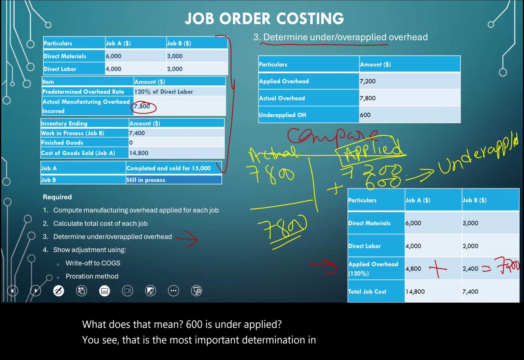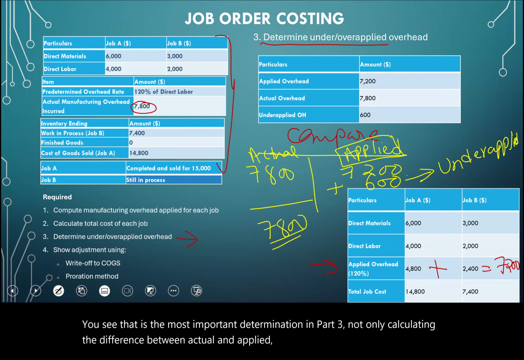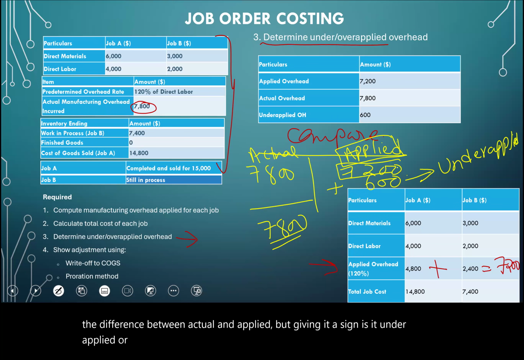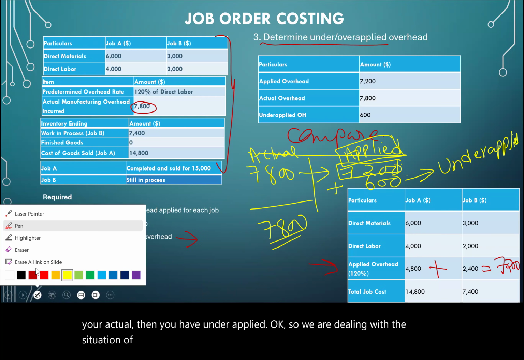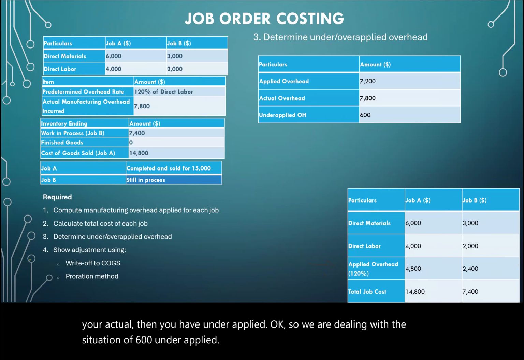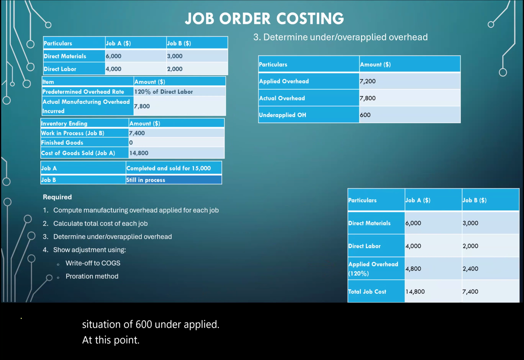That is the most important determination in part 3. Not only calculating the difference between actual and applied, but giving it a sign. Is it underapplied or overapplied? Once again, if you applied too little in comparison to your actual, then you have underapplied. So we are dealing with the situation of 600 underapplied at this point. Okay, let's continue.